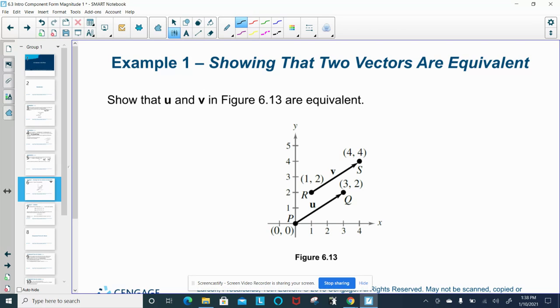So here with U and V, we want to know, are they equivalent? Well, the easiest way to tell is by looking at their horizontal and vertical. Here our horizontal is 3 units and up 2 units. So the question is, how about vector V? It goes from 1 to 4, so that's 3. And it goes from 2 to 4 along the y-axis, so that's 2. And they are both going in the same direction, so they are equivalent.